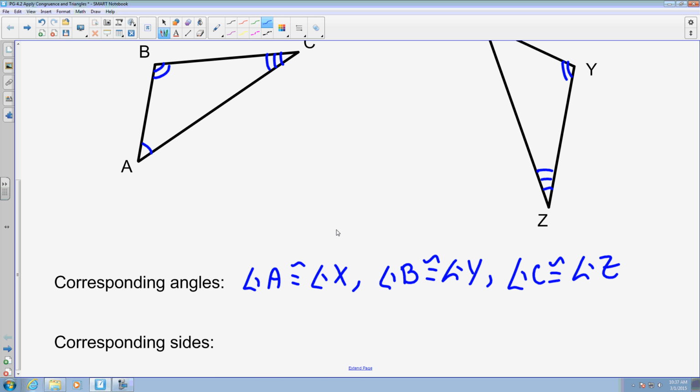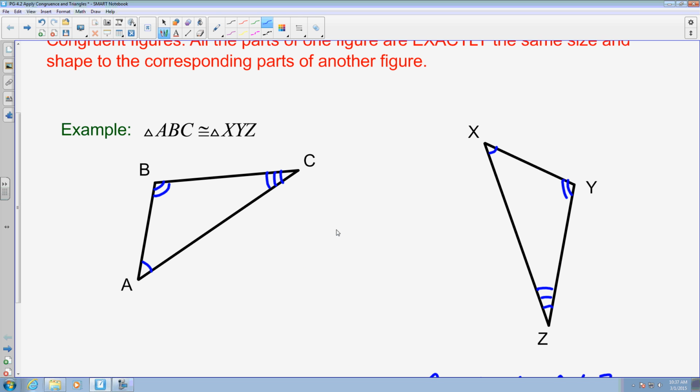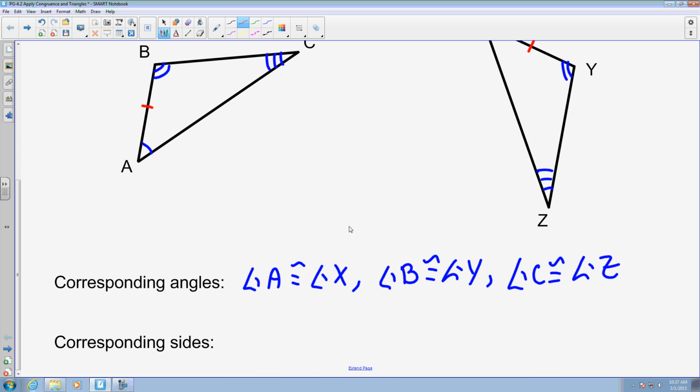Now, looking at the corresponding sides, we still are going to use the name of the triangle to help us solve that. So first off, I got a side AB, and AB is the first and second letter in the naming of our congruent statement. So the first and second letter in our second triangle must be congruent as well, which means they're the corresponding sides. So that means that AB is congruent to XY.